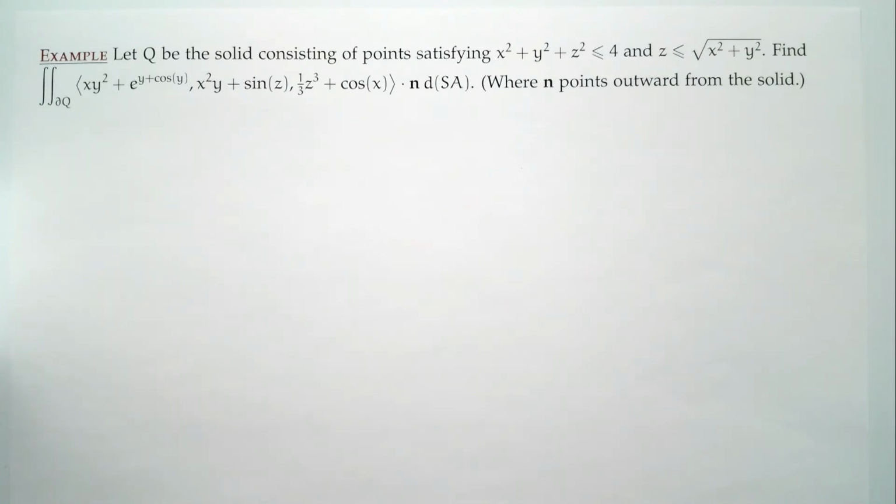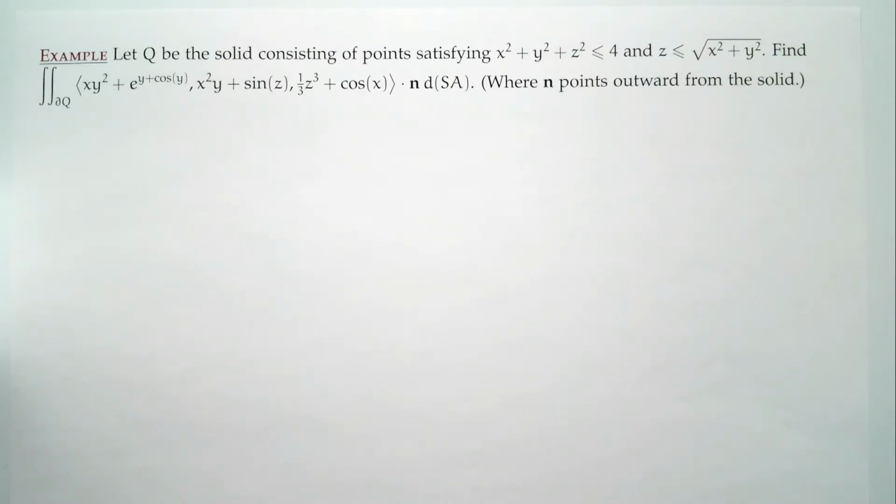All right, let Q be the solid consisting of points satisfying x squared plus y squared plus z squared less than or equal to 4, and z is less than or equal to the square root of x squared plus y squared. All right, well that's a solid of some sort. Find the integral on the boundary of the solid of something dot n.